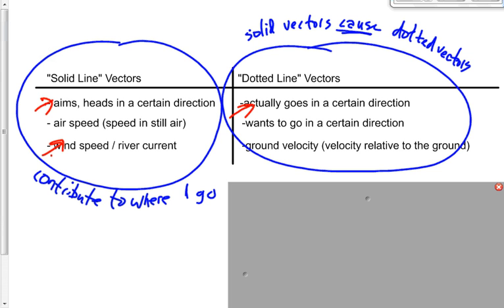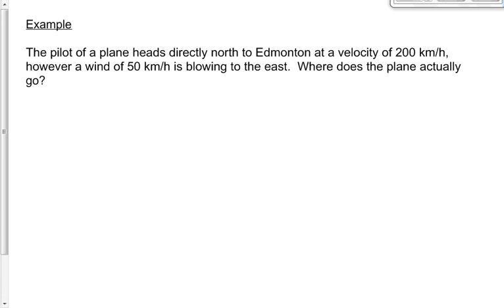So if whatever vector you're given in the word problem contributes to where you go, make it solid. If it actually is where you go, then make it a dotted line. All right, let's take a look at an example here and put this into play and see if we can determine what's solid and what's dotted. The good news is if you can determine what's solid and what's dotted line vectors, these questions are easier than the questions we've been doing. They're vector diagrams, but they're almost always right-angled vector diagrams right off the top. Okay, the trick in these is not getting rid of funny angles usually. The trick in these is just getting your vector diagram drawn in the first place.